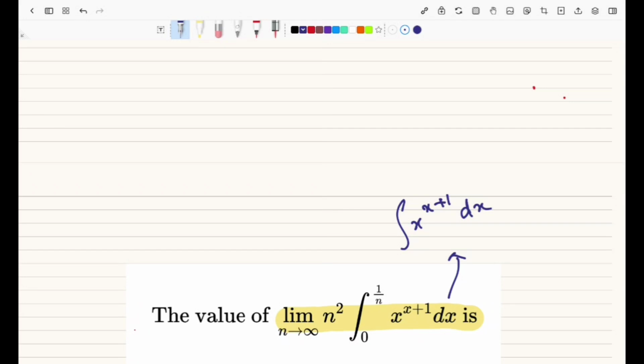Now, most people will approach this with Feynman's technique, or by supposing something like e to the power minus x. But believe me, it's very difficult using Feynman, and it's almost impossible.